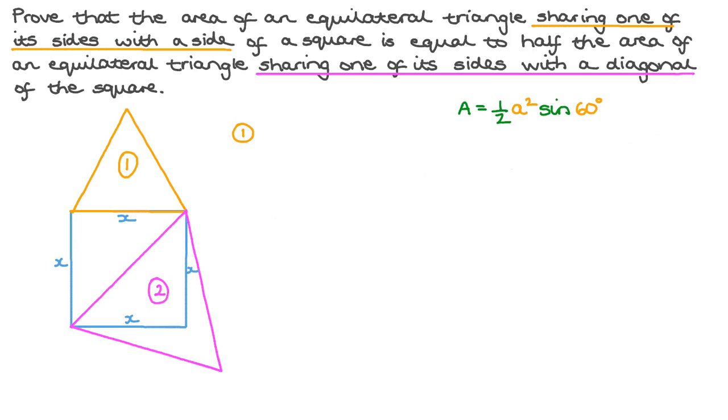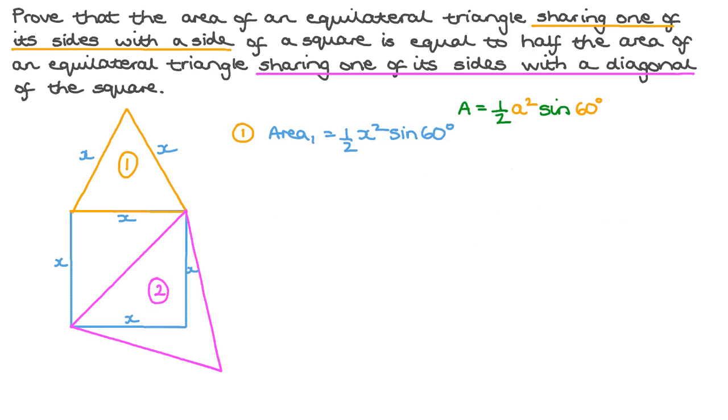So let's consider triangle 1 first of all, and we'll start by denoting the side length of the square as x. As this first triangle shares one of its sides with the side of the square, this means that all of the side lengths of this equilateral triangle are also x. So using our formula for the area of a triangle and substituting x for the side length of this triangle, we have that the area of triangle 1 is equal to 1/2 multiplied by x squared multiplied by sine of 60 degrees.